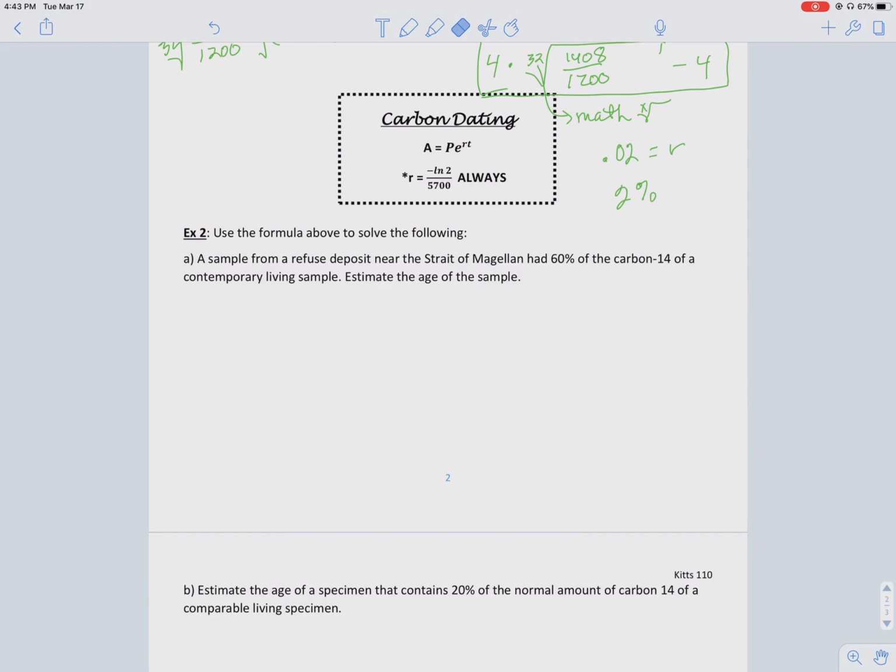Okay, so in this video, we're going to finish up section 6.6. We're going to be doing carbon dating and then bacteria. So again, this is just application of exponential and logarithmic functions.